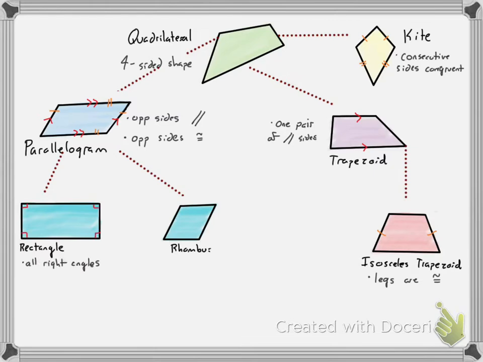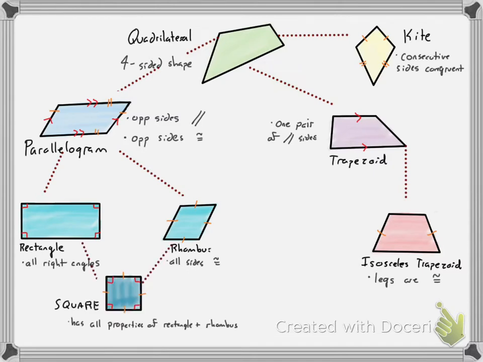A rectangle is a parallelogram that has all right angles, and a rhombus is a parallelogram that has all of its sides congruent, not just opposite sides. Finally, we have a square. So a square has all of the properties of a rectangle and a rhombus, which thereby also has all the properties of a parallelogram. So all the sides are congruent, opposite sides are parallel, and we have all right angles. I don't know if I said that already.